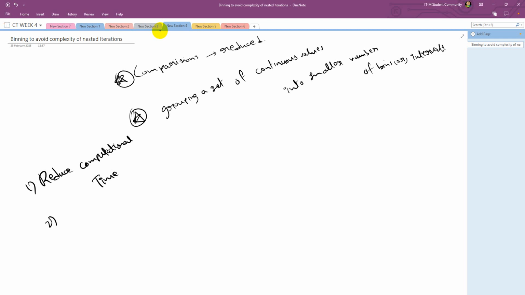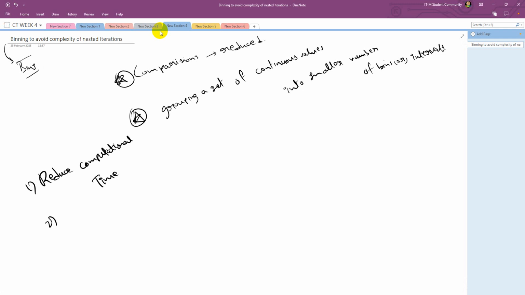And now the second thing is that it improves data simplicity. What does data simplicity mean? Binning can also improve data simplicity by grouping similar values together into bins. What does binning do? Binning only does separation of data into bins. Bins will be created while binning.